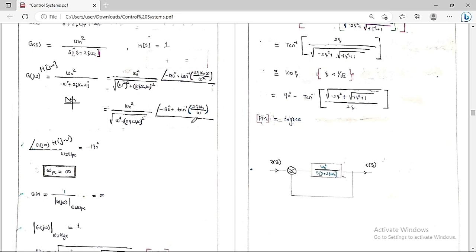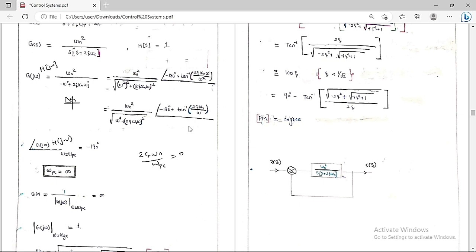Now at this frequency, I will equate this phase to minus 180 degree. Then what is going to happen? If this is minus 180, minus 180 and 180 cancel, then we get tan inverse of 2 zeta omega n by omega is equal to 0. Tan inverse 0 is nothing but 0 degree. So finally, we are going to get 2 zeta omega n by omega, its value, is equal to 0. If this value is equal to 0, we can say, what is the value of omega PC?